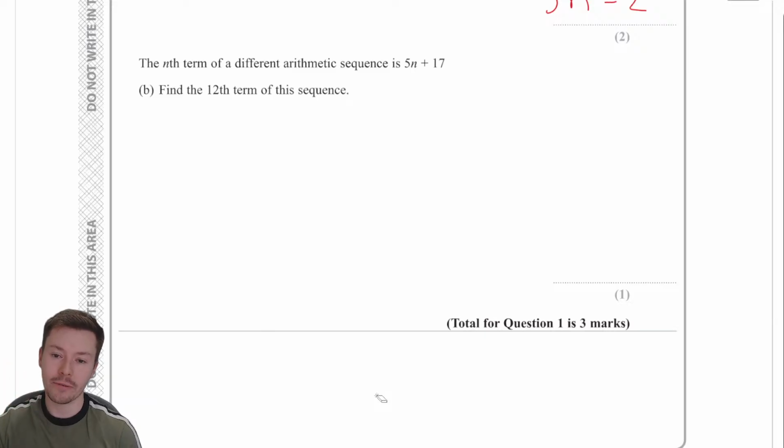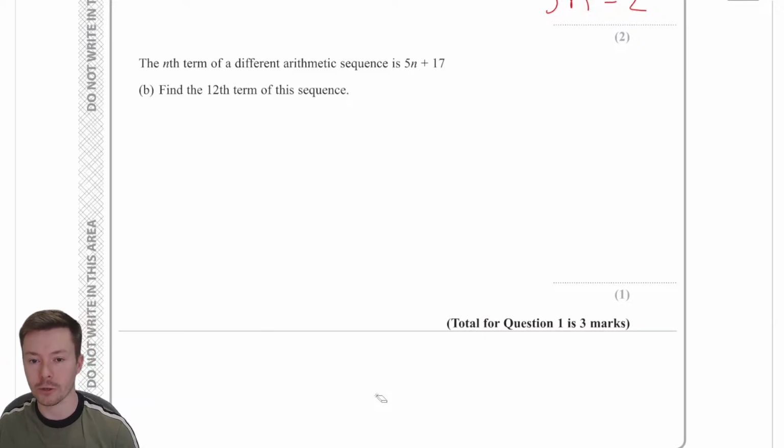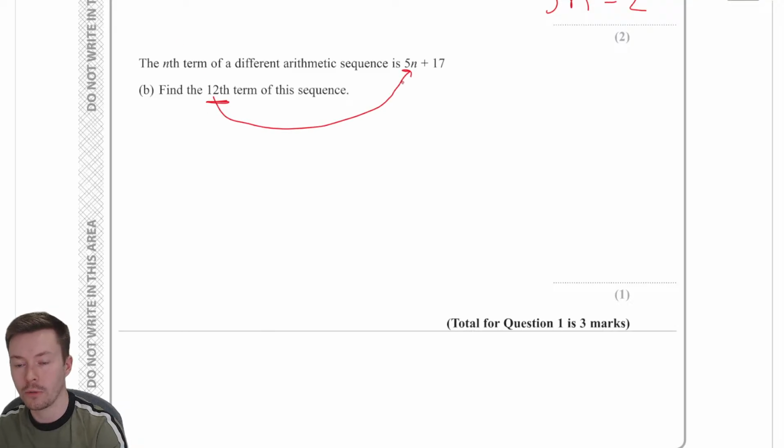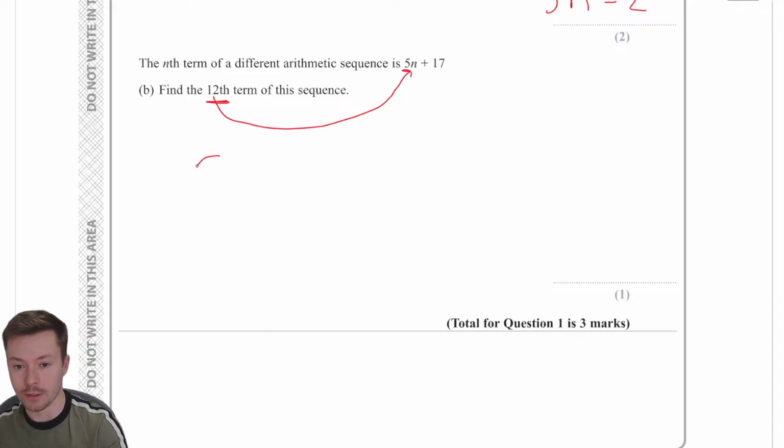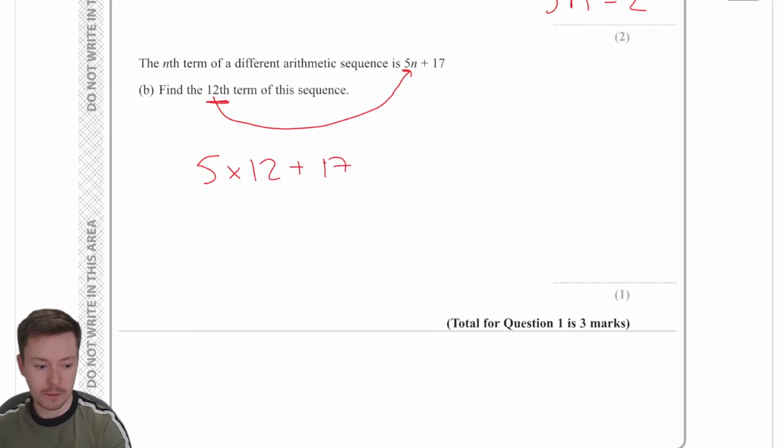The nth term of a different arithmetic sequence is 5n plus 17. Find the 12th term of the sequence. Now, to do this, all we need to do is plug 12 into the nth term where the n is. So 5 times 12 plus 17.